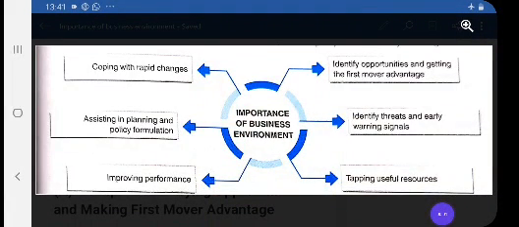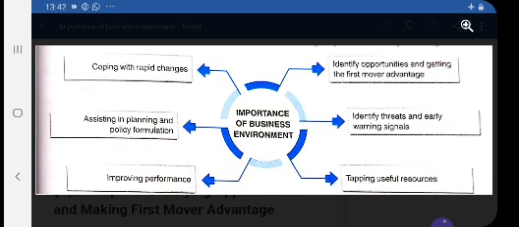Morning students, let us start one topic: the importance of business environment. Why is it very important to first observe the environment and then move accordingly? That is going to benefit the business, and without understanding the business environment, it is a wastage of effort and losing market share. Just see some of the important points listed here.